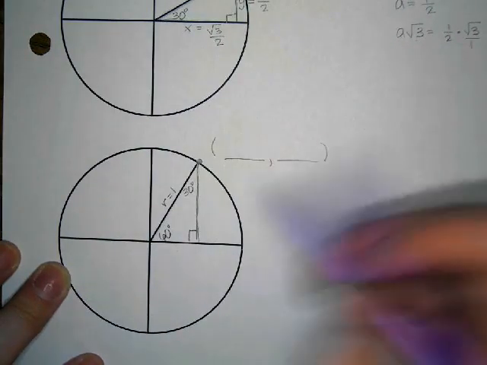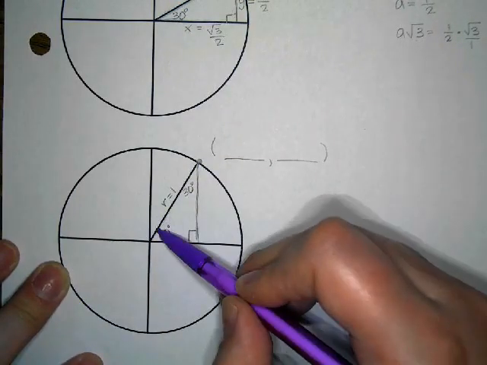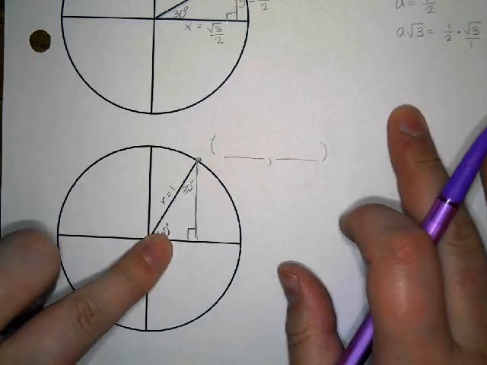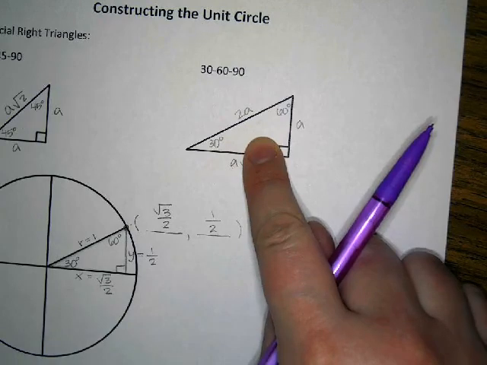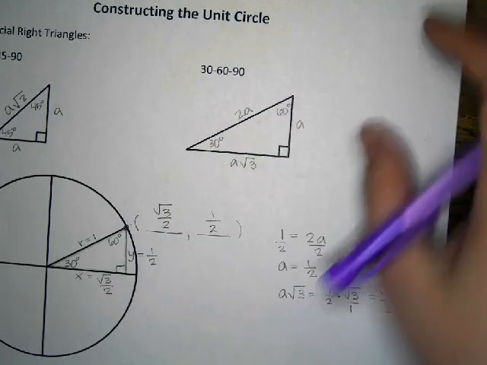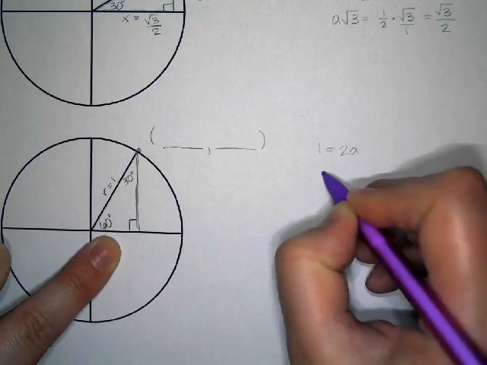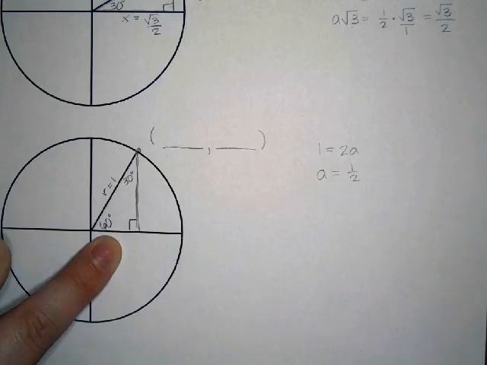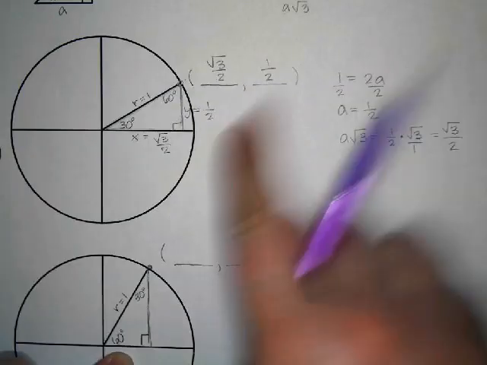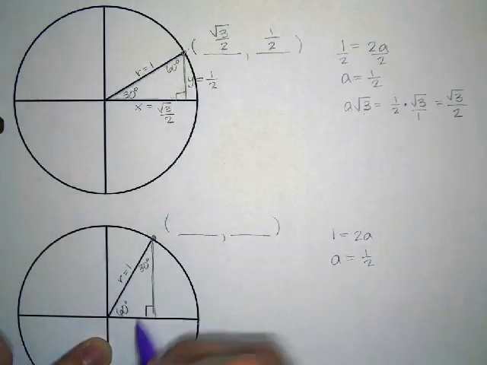Again, the radius with a unit of 1 corresponds to this triangle up here. It's a 30, 60, 90 triangle. And again, the radius of 1 corresponds to the hypotenuse, which is the 2a side. So again, we're going to say 1 equals 2a, so a equals 1/2. Just like before, it's the exact same triangle that we had in the previous picture. It's just oriented differently. So this is the x side and this is the y side.